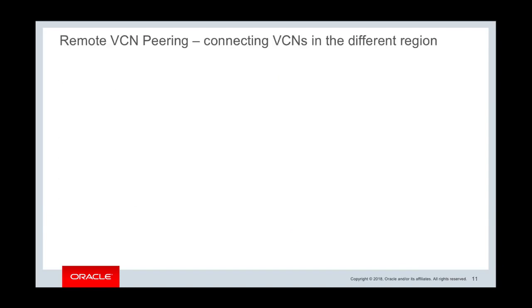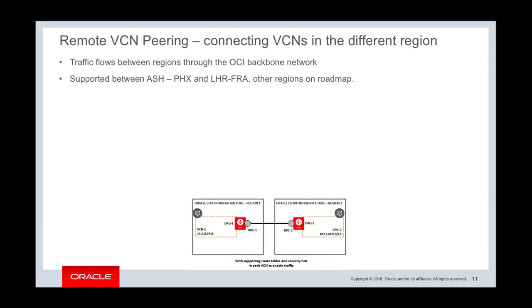So let's talk about remote VCN peering. Remote VCN peering is the process of connecting two VCNs in different regions but under the same tenancy. Such a peering connection allows the virtual cloud network resources to communicate using private IP addresses without routing the traffic over the internet. The traffic goes over the OCI backbone network. Currently, the supported regions are Ashburn, Phoenix, London, and Frankfurt. All the other regions are currently on the roadmap for general customers, but there are limited customers who can have remote peering connections across all the different regions.